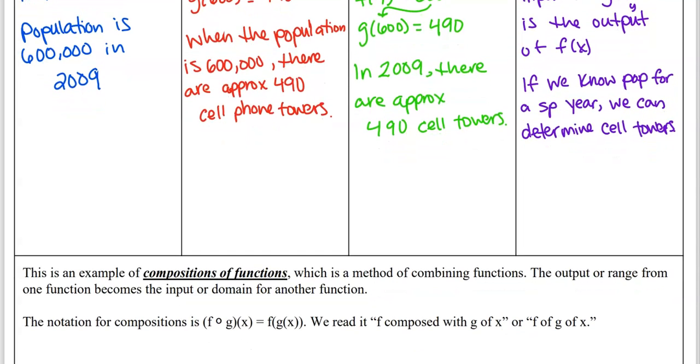Sometimes we use this symbol. It's an open circle. That represents a composition. And sometimes it looks like this, where you literally have one function plugged inside of the other. And we read it as F composed with G of X, or I usually say F of G of X. This one's more common and quicker.